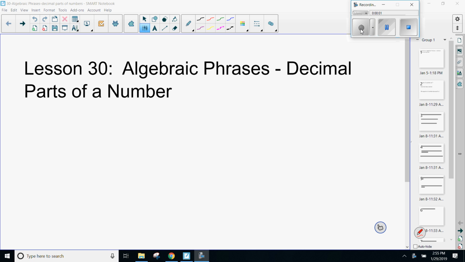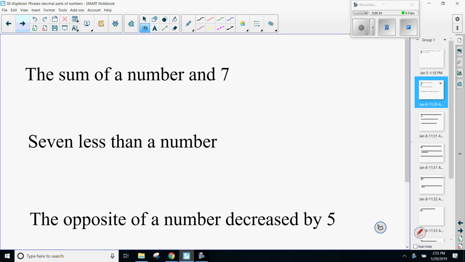What we want to do is take phrases and put them into an equation. We have to be able to manipulate something that's in words and come up with an equation so then we can solve the equation. So we want to work with different algebraic phrases, and then we will talk about decimal parts of a number, which is very similar to fractional parts of a number that we've already worked with.